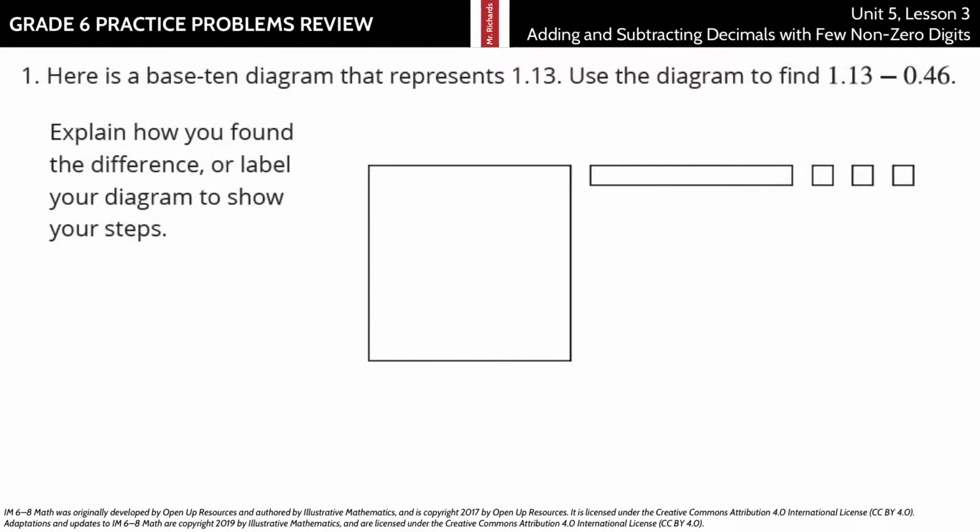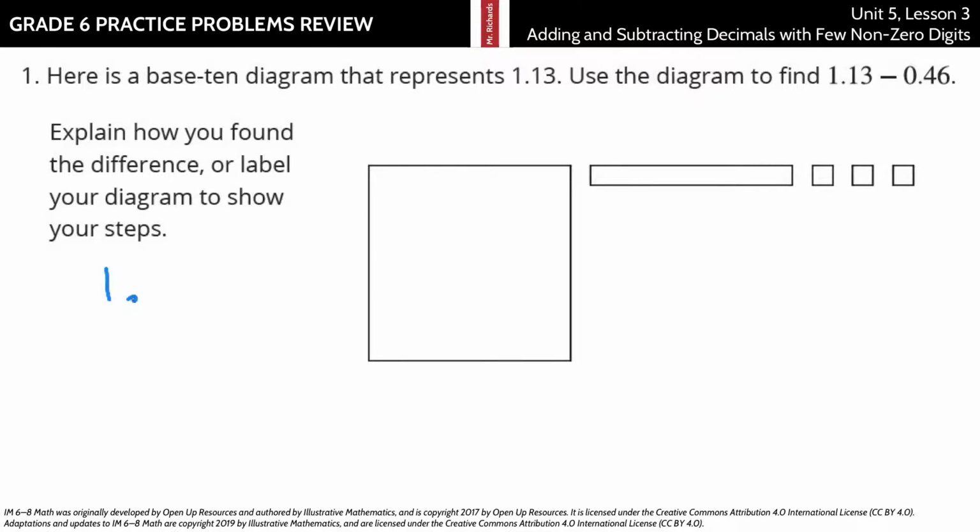with few non-zero digits. In question 1, here is a base 10 diagram that represents 1 and 13 hundredths. Use the diagram to find 1 and 13 hundredths minus 46 hundredths. Explain how you found the difference or label your diagram to show your steps.